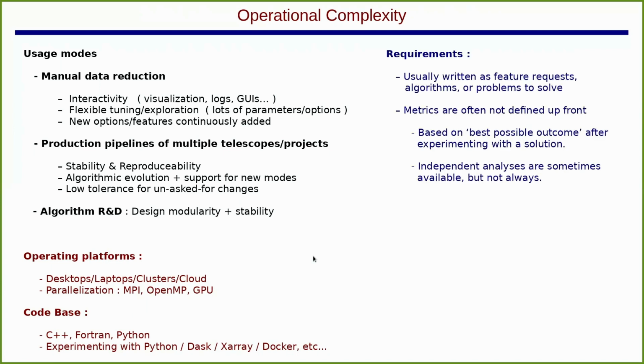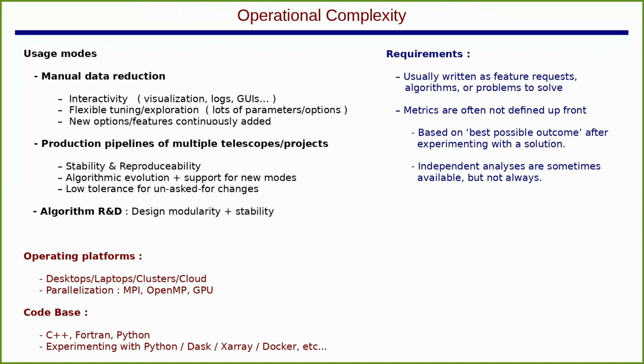Requirements are usually written as feature requests, algorithms, or problems to solve. And metrics are not often defined upfront. They're usually based on the best possible outcome after experimenting with the solution. And so often metrics and tolerances are defined post facto, not at the beginning. Sometimes independent analyses are available to do so at the beginning, but they're not always possible. And we have to contend with and live with that reality.